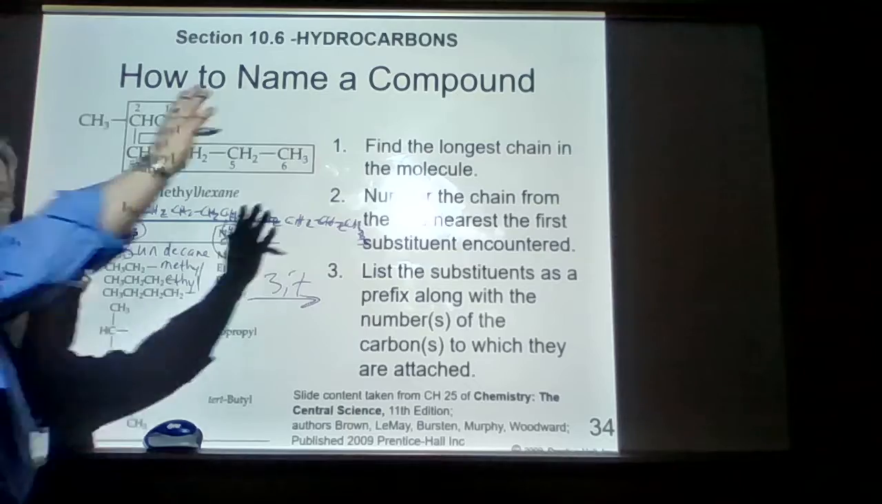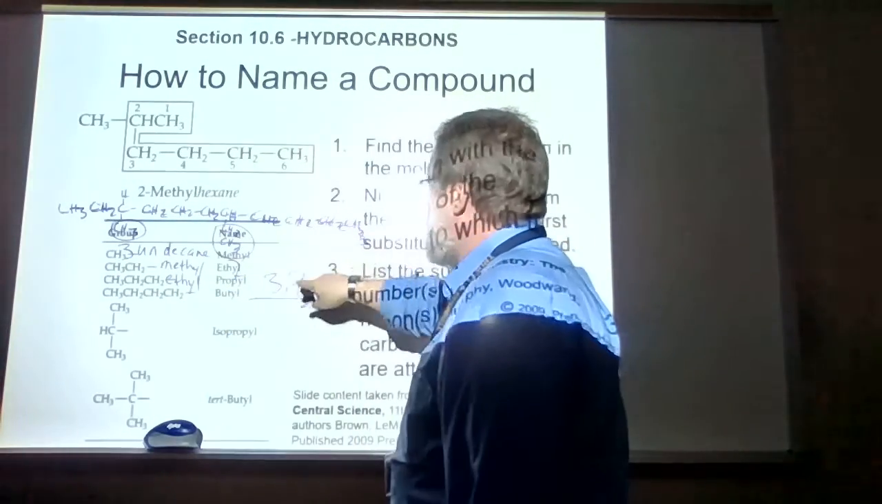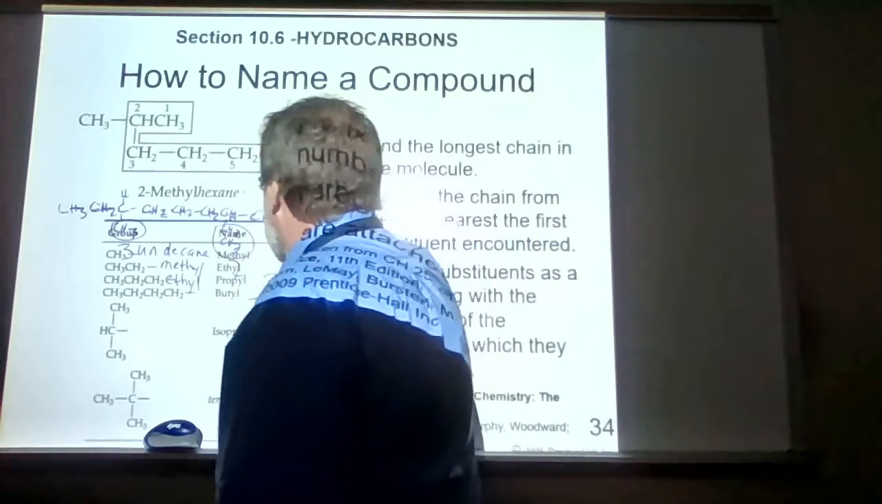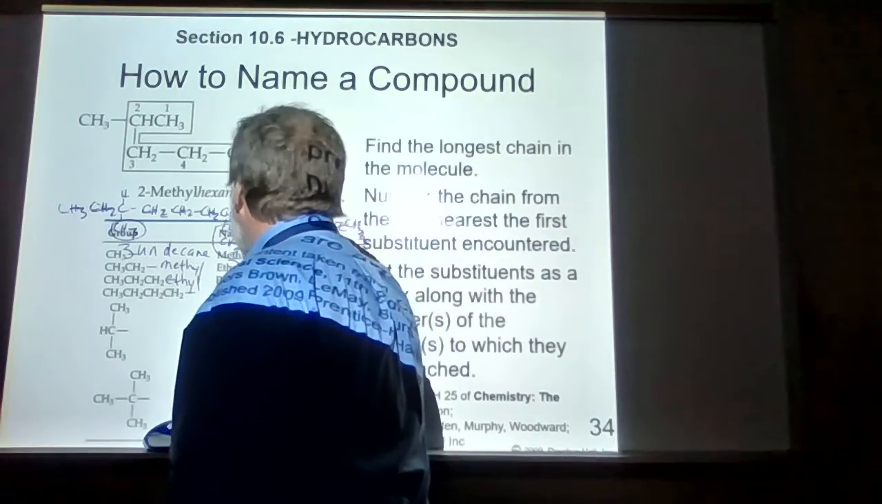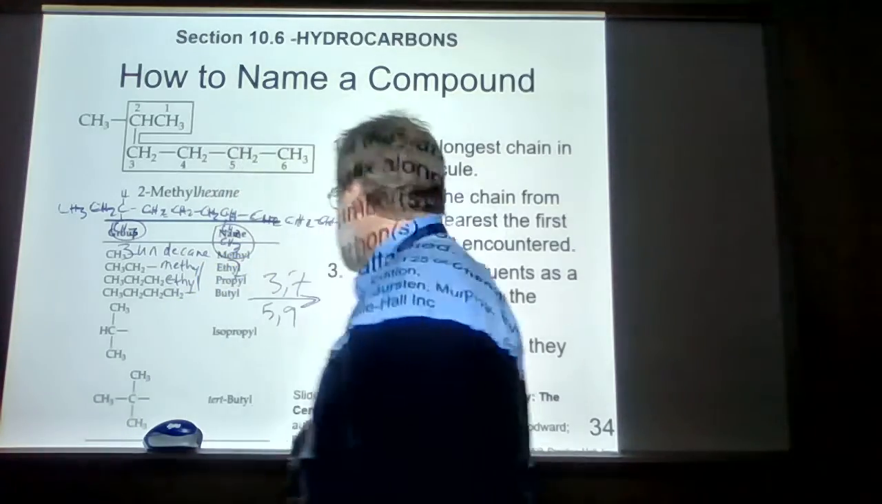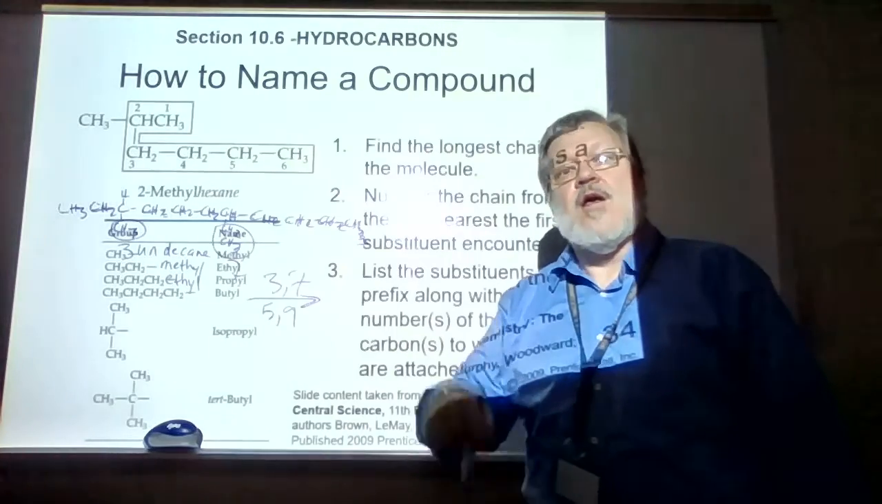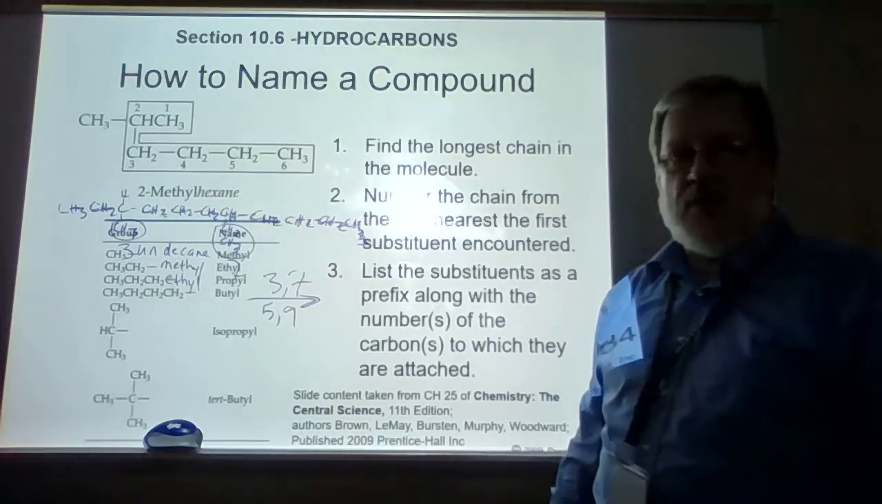If I go from my right to left this way, the first piece of spinach we encounter is 1, 2, 3, 4, 5, 6, 7, 8, 9, a 5, 9. What's lower, 3, 7 or 5, 9? 3, 7 is the lower numbering sequence.